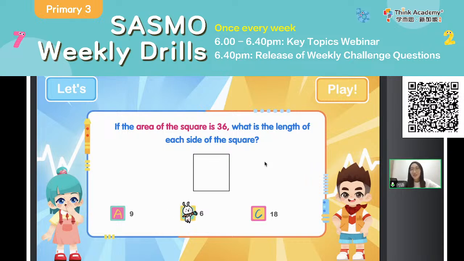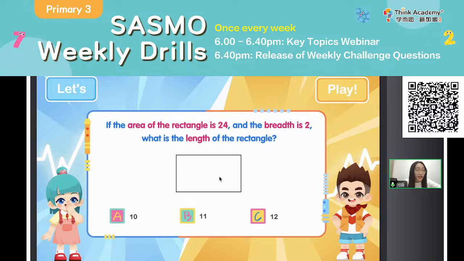B. Okay, 6 times 6, that is a 36. I see so many mistakes. Everyone, read the question carefully, okay? Next one. If the area of the rectangle is 24 and the breadth is 2, so what is the length of the rectangle? What is it?